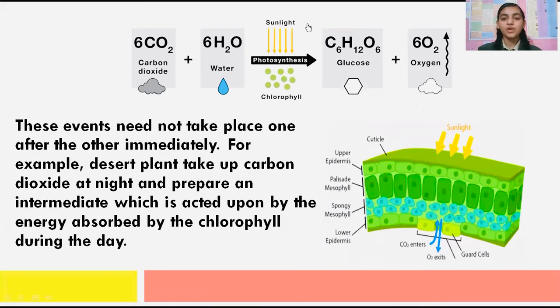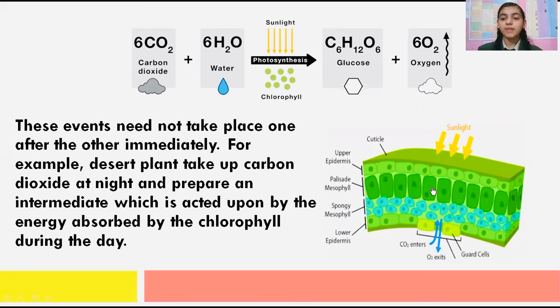This is the equation of the photosynthesis process. When 6CO2 is added with 6H2O in the presence of sunlight and chlorophyll, we get C6H12O6, which is glucose, and 6O2. These events need not take place one after the other immediately. For example, a plant may take up carbon dioxide at night and prepare an intermediate which is acted upon by the energy absorbed by the chlorophyll during the day.